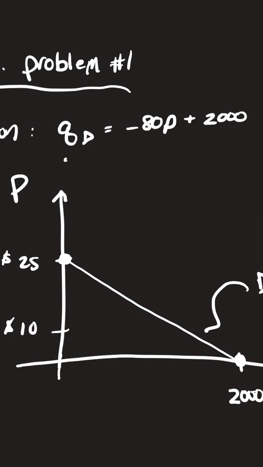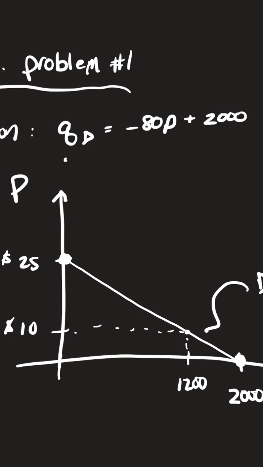We can use our chart to the left here to see what happens when we plug in 10 for price in our demand function. Then we're just going to get a negative 800 here. So negative 800 plus 2,000 is going to give us a quantity of 1,200. Okay, so the demand curve, in other words, tells us that at a price of $10, our quantity is 1,200.